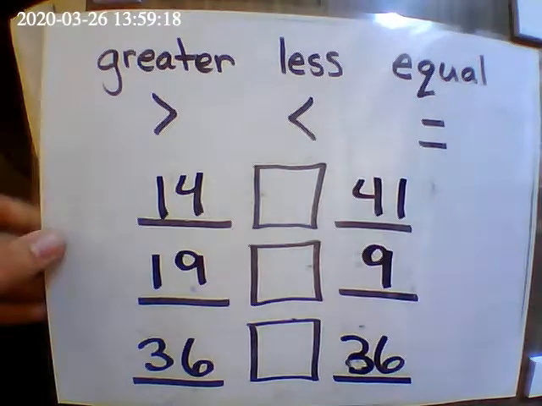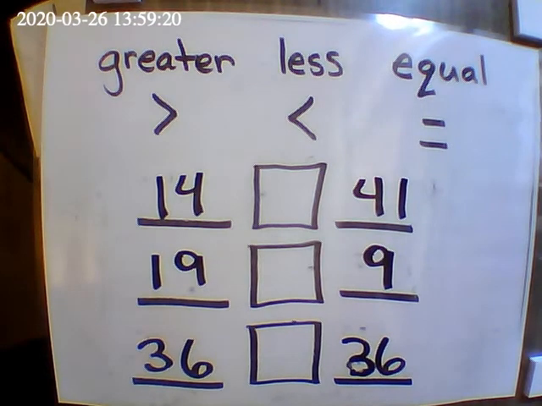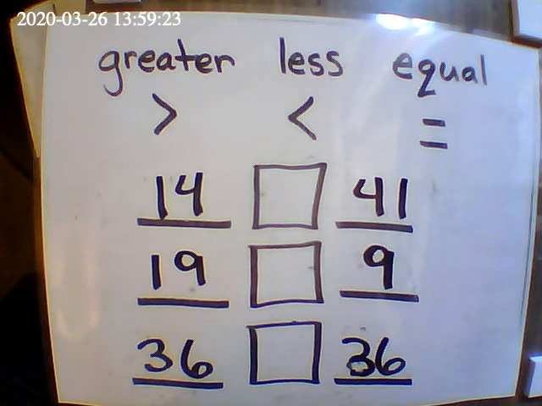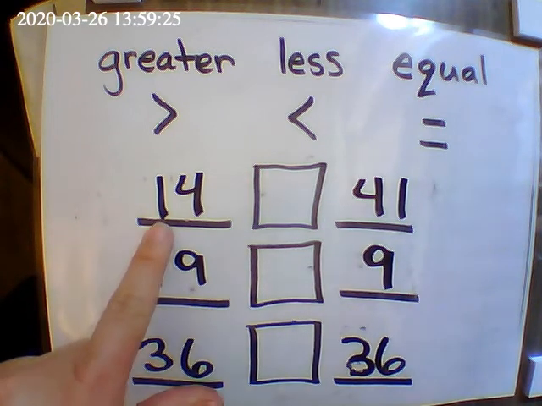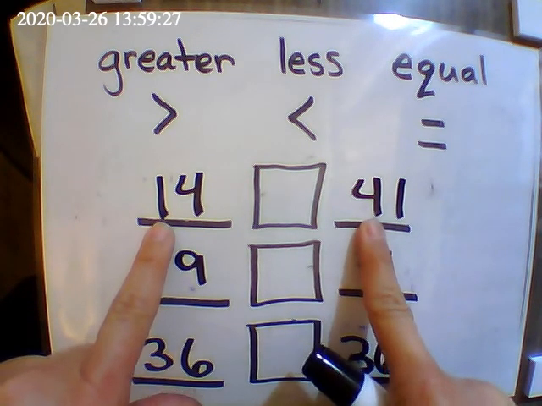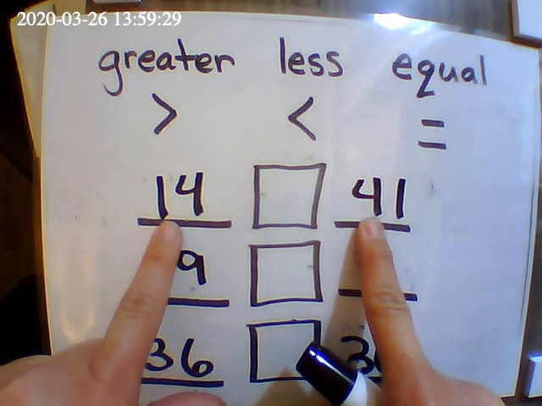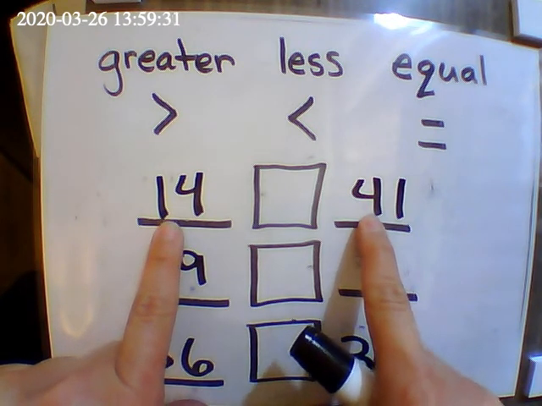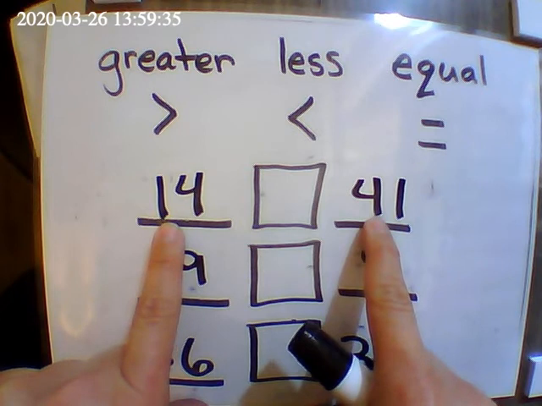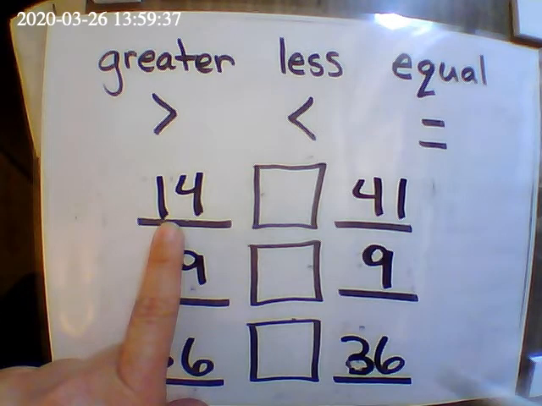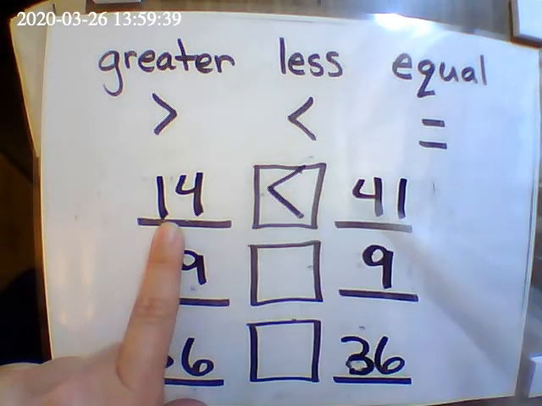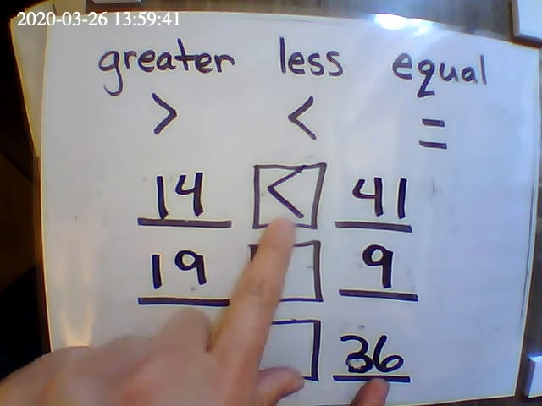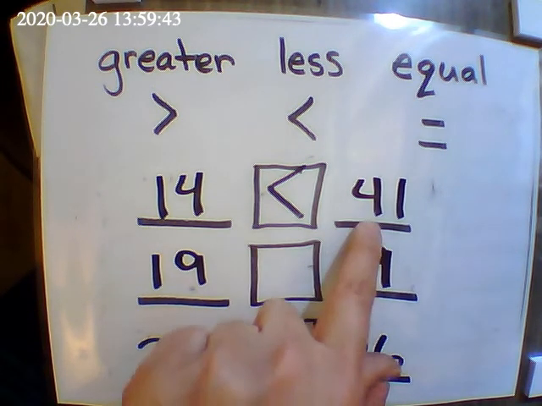And then on greater than, less than, or equal to. So when we see our numbers, we have 14 and 41. Touch the tens. We have how many tens in 14? 1. And how many tens in 41? 4. Which is greater? The 41 is the bigger number. So the way we read this is 14 is less than 41.